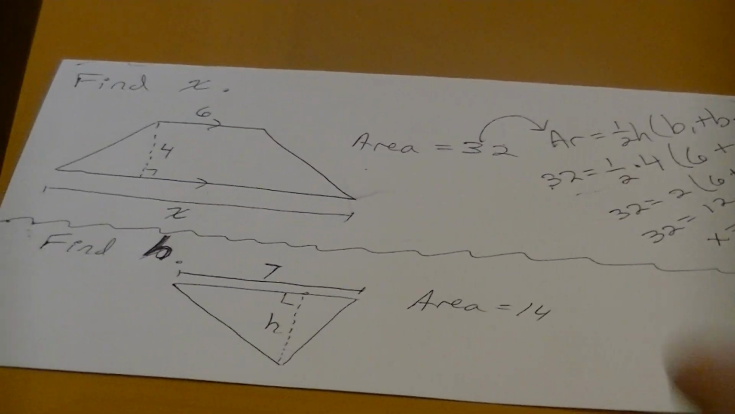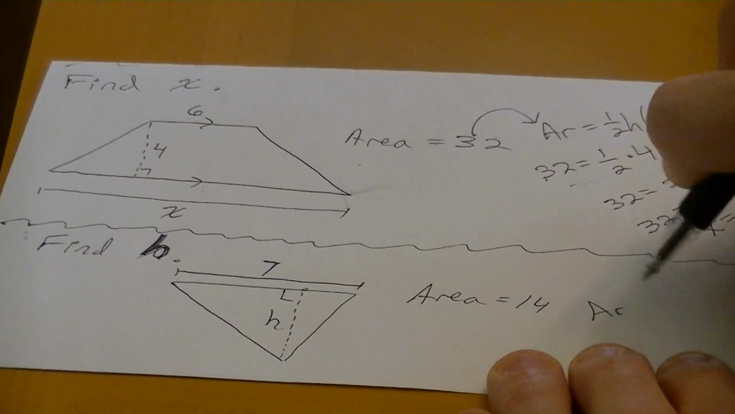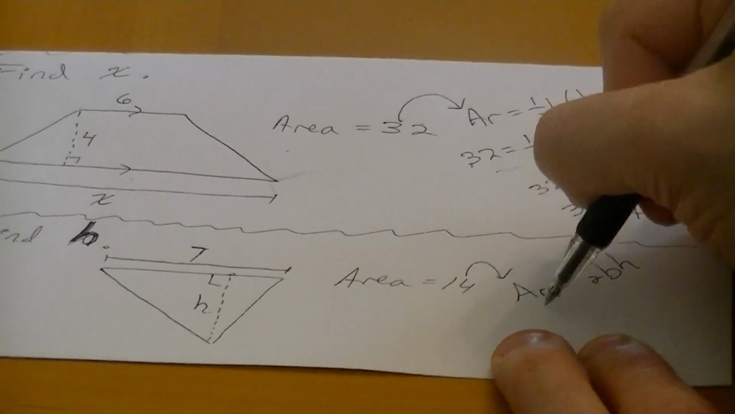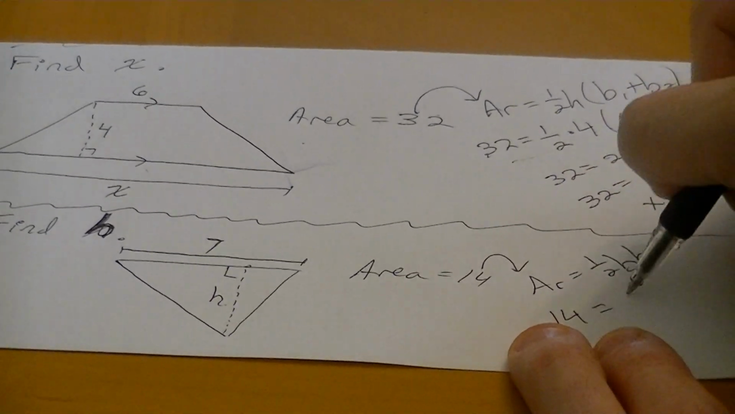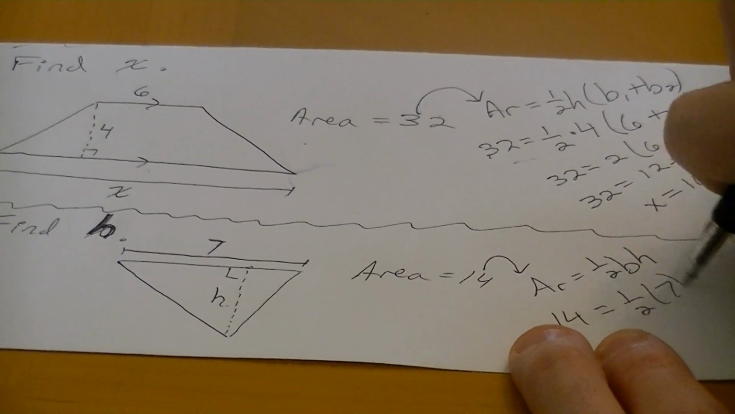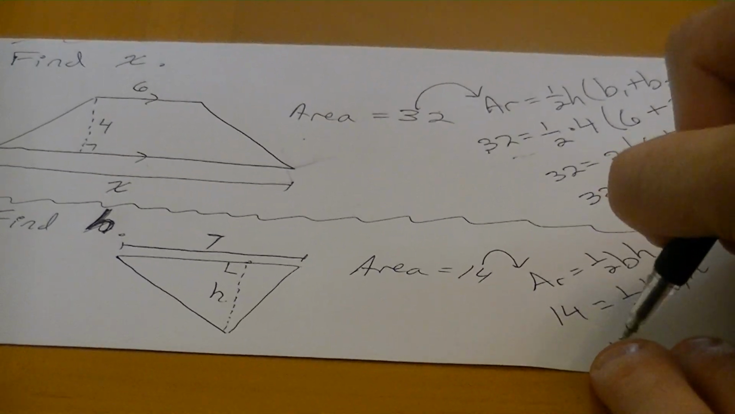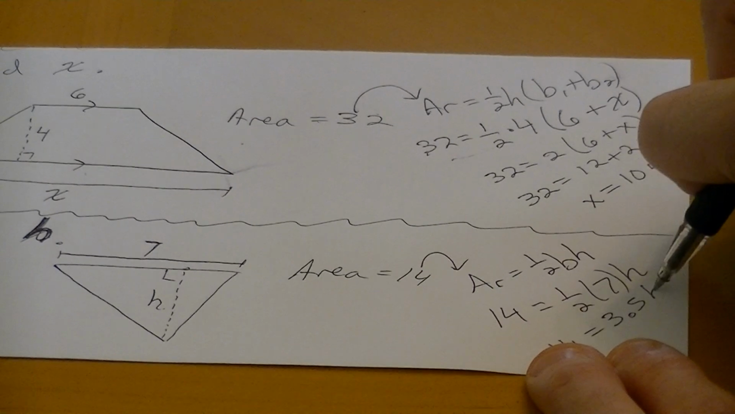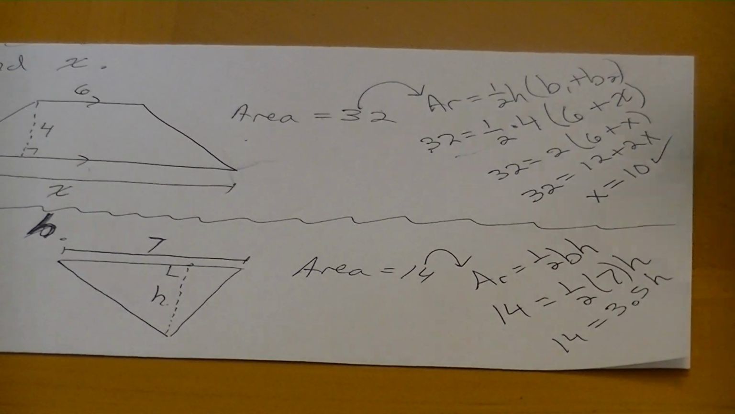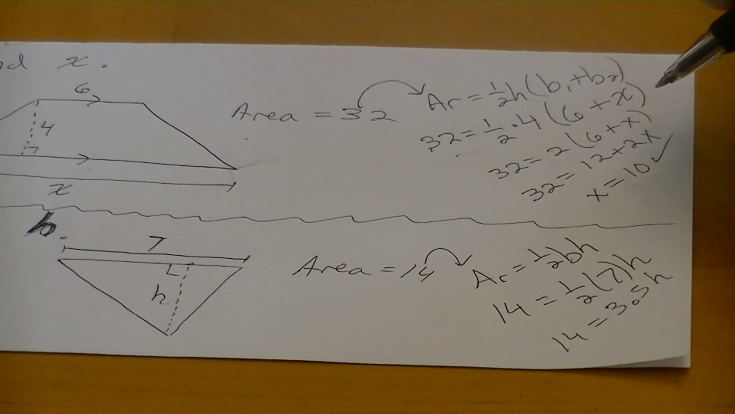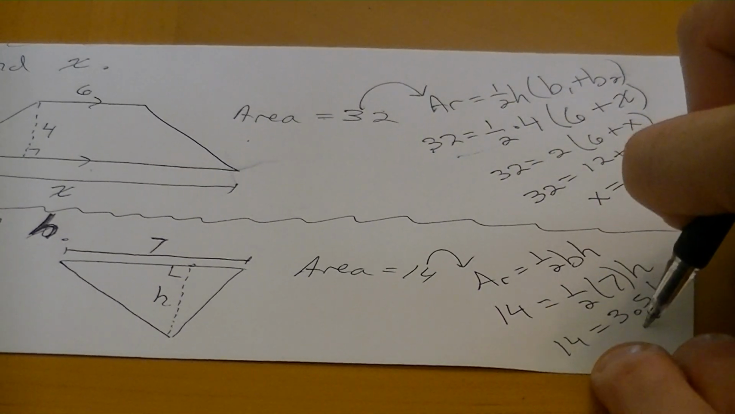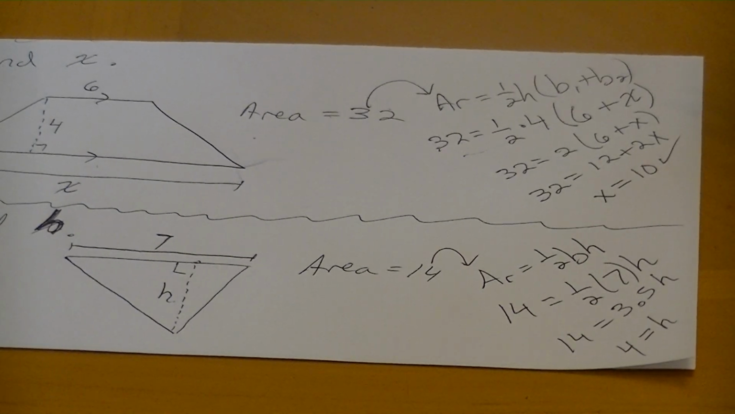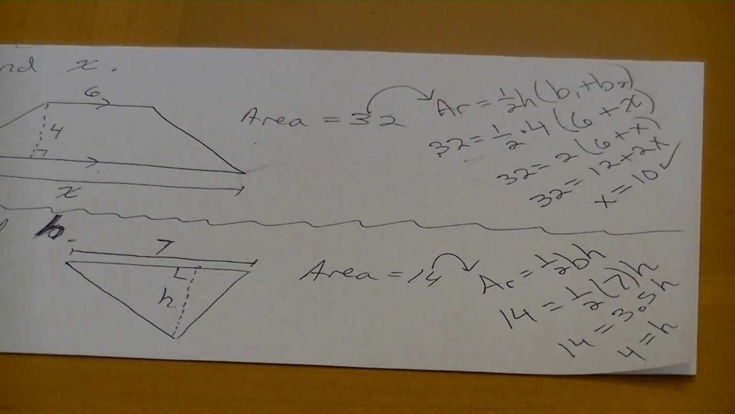How about over here? This is a triangle, and I know the area. Area of a triangle is half base height. Fill in everything I know, including the area of 14. I fill in the base, which is 7. The height is my x. 14 equals 3.5 times h. I think I said x before, it's h. So divide both sides by 3.5, and the height is 4. So there's that one.